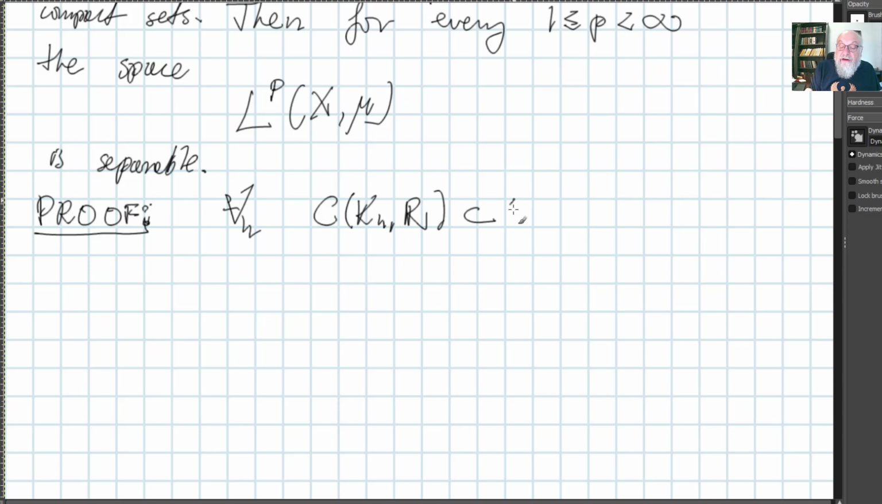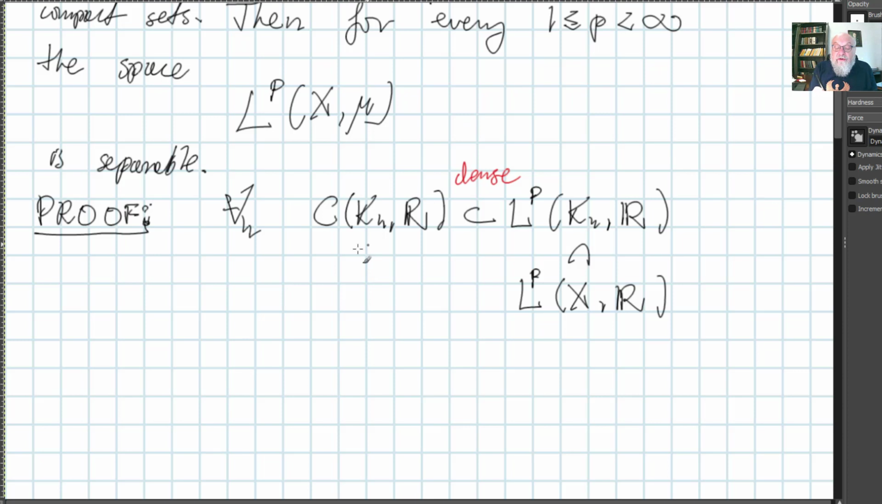and that one is, of course, contained in L^p(X, R). Here we know, as we proved in the previous lecture, that C_c is dense. So let S_n be a countable dense set in C(K_n, R). So this is dense.